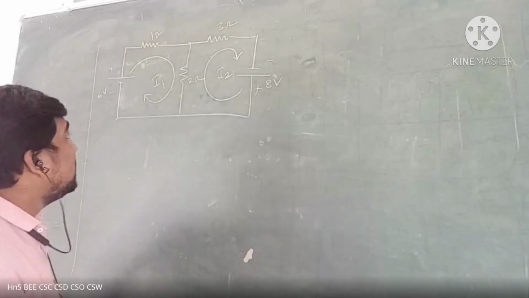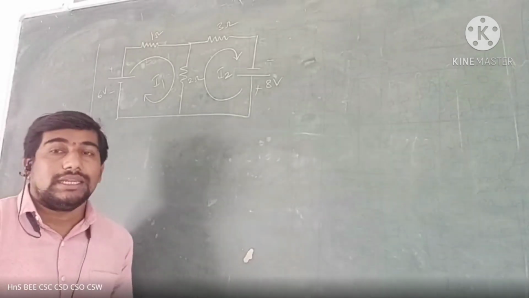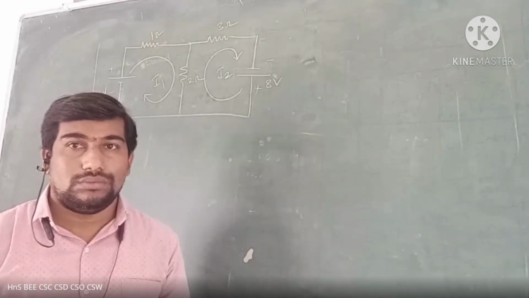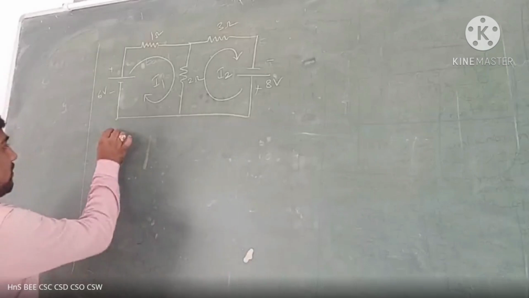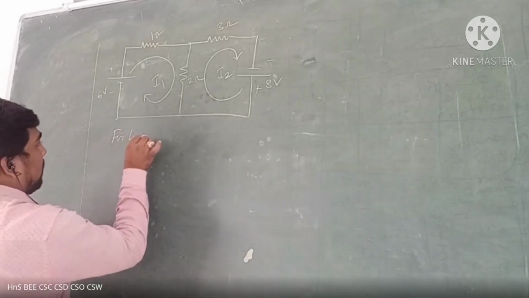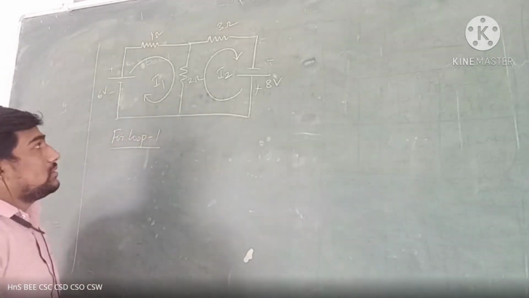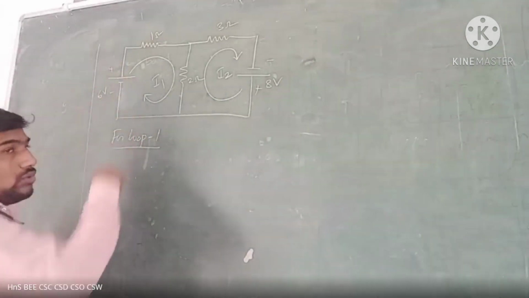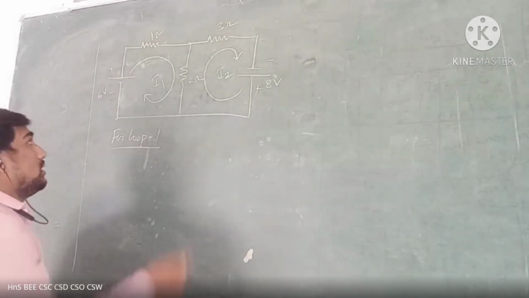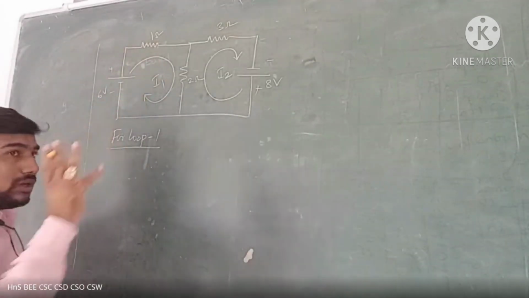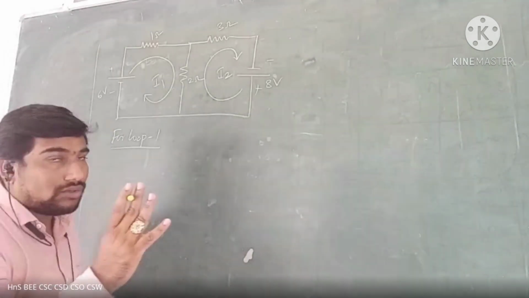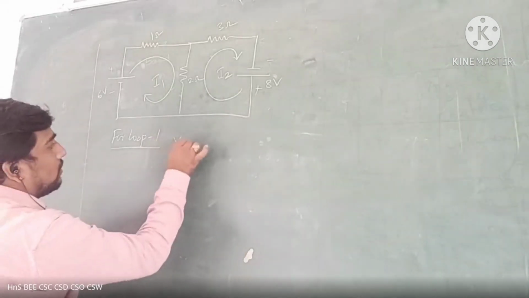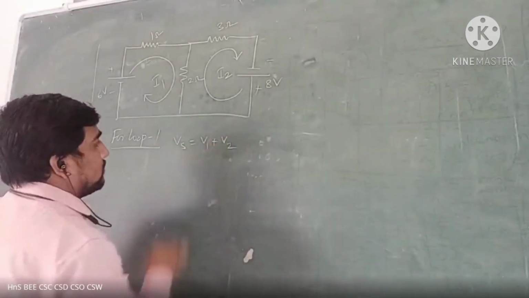After completion of the directions, you have to write the KVL equations for loop number 1 and loop number 2. Now coming to loop number 1. What is KVL? Simply, supply voltage equals the remaining voltages. In loop number 1, in these voltage terms, one is supply, and the remaining are branch voltages. That is Vs equals V1 plus V2.